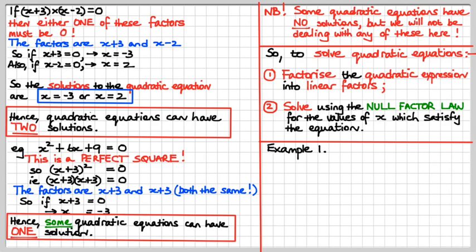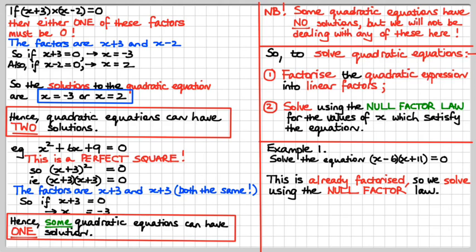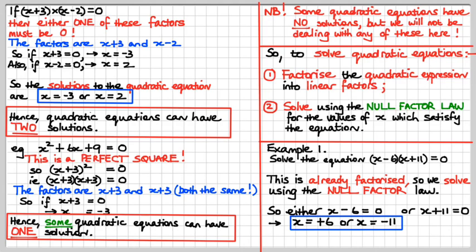Let's do an example. Okay, we're solving this. Now, somebody's already factorised this, aka me. I've already factorised it for you. We have to basically solve it now. So therefore, we use the null factor law, seeing that it's already factorised, and we can say that therefore x minus 6 equals 0, or x plus 11 equals 0. So therefore, x must have been plus 6 or minus 11. Yes? Mighty fine.